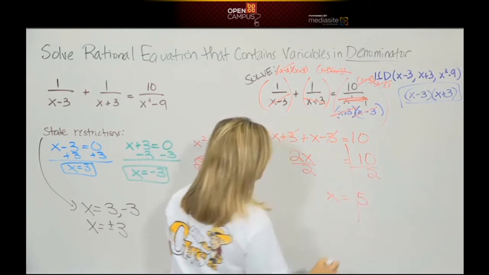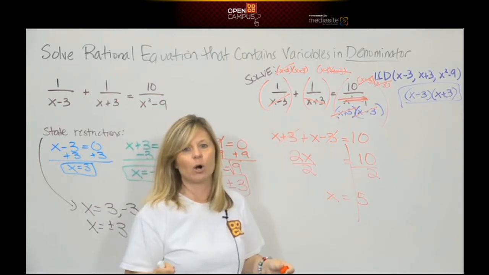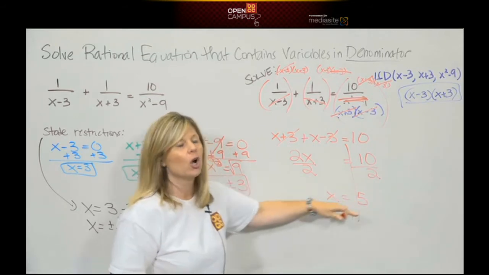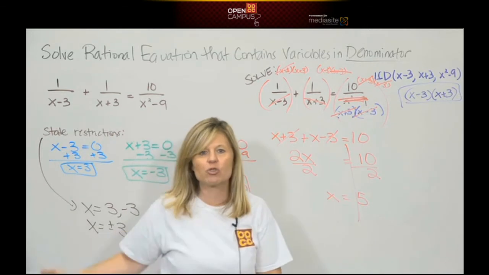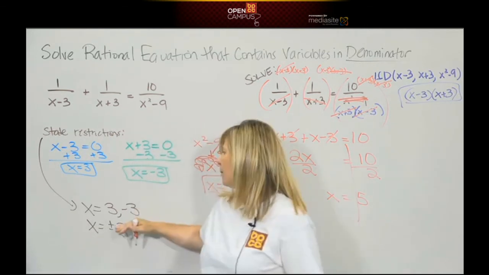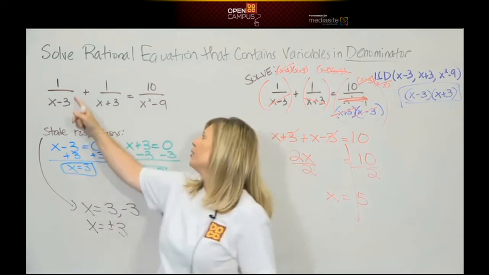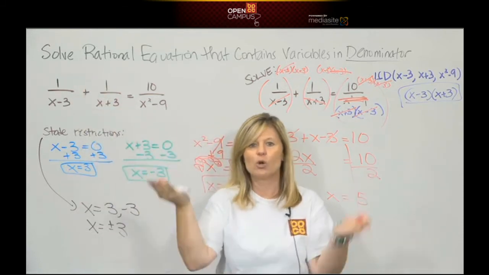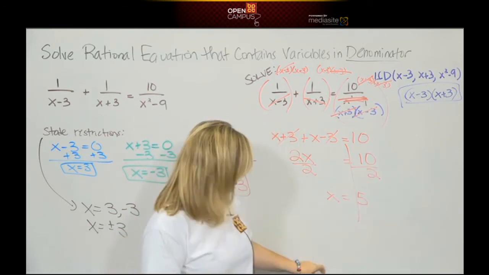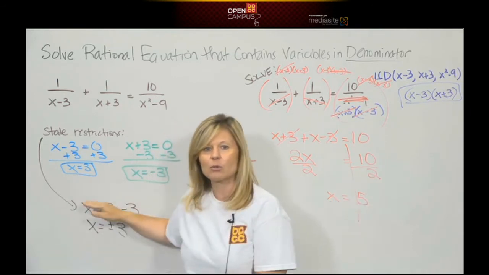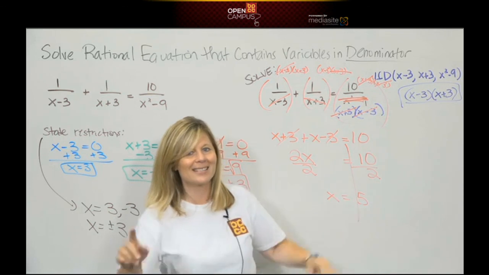X is 5. Now, the great thing is I don't really need to go check this answer to see if it works. I just have to make sure this answer was not the restriction. If this answer is the restriction, then it can't work, because these numbers right here, 3 and negative 3, are saying if x is 3 and x is negative 3, these fractions become undefined, which means I can't check because I can't perform the operation. X is 5. That's not the restriction. That means that is the correct solution. Okay, see you in the next module.